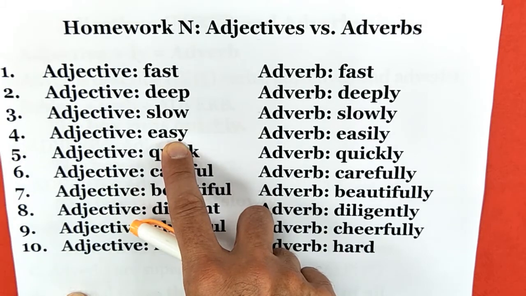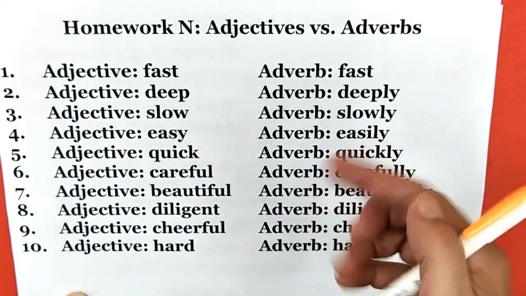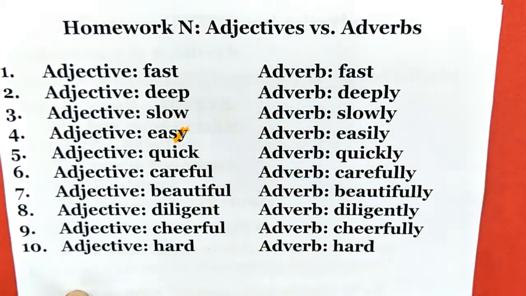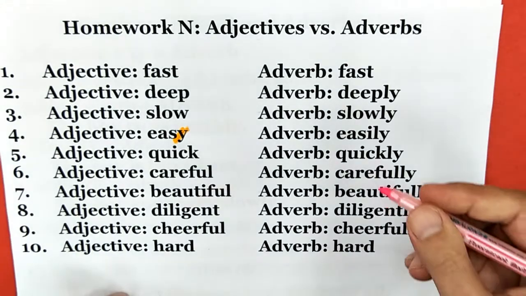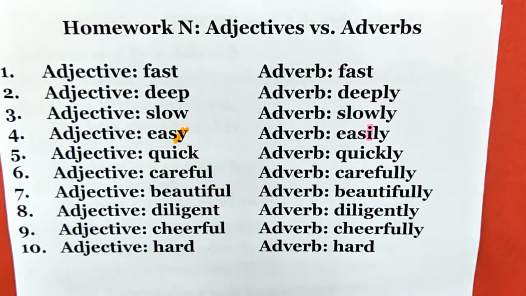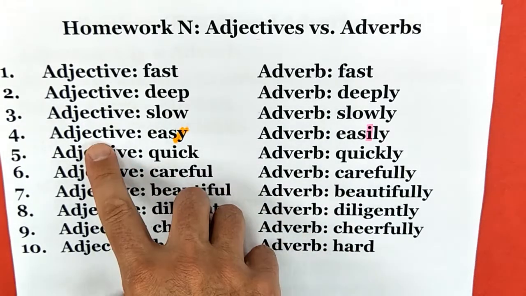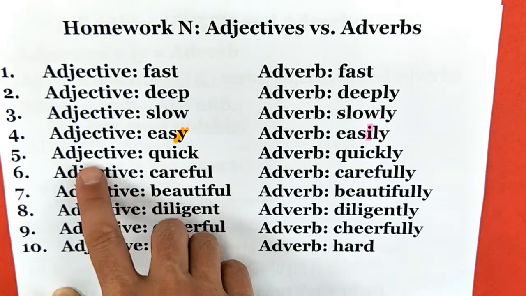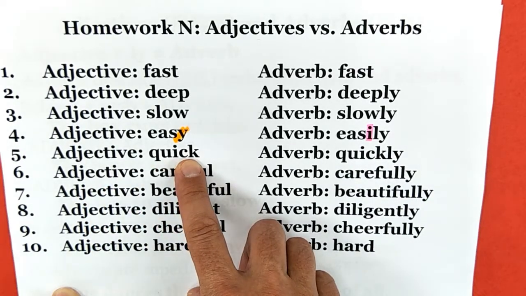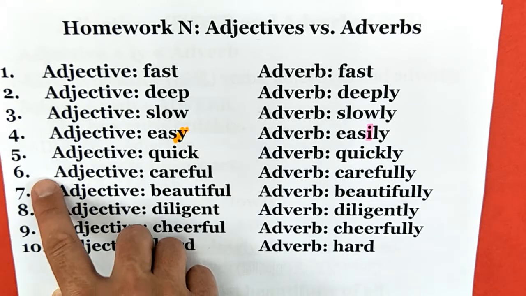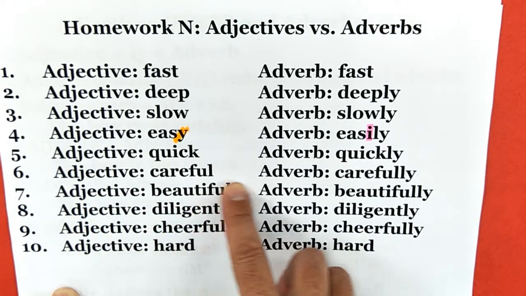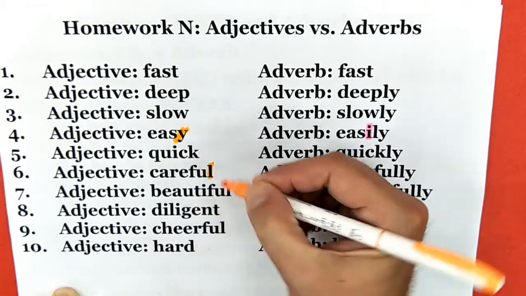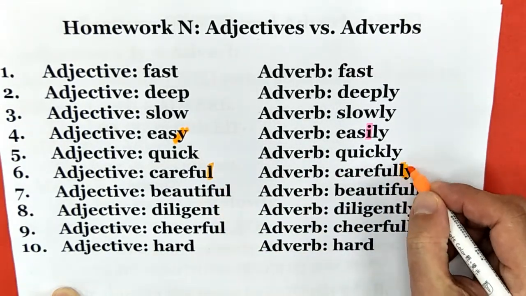4, adjective easy. Adverb easily. When there is a Y at the end of an adjective, we take the Y out, we add an I and an ly. Adjective easy, adverb easily. Number 5, adjective quick, adverb quickly. Number 6, adjective careful, adverb carefully. Look at here. There's an L here. We don't care. We're still going to add ly.